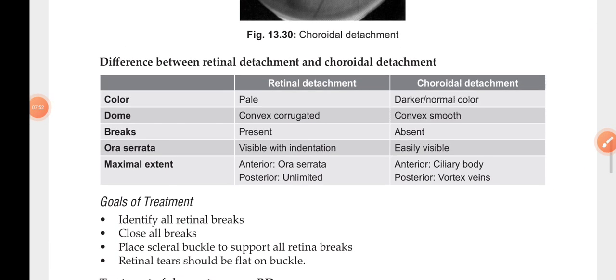What are the differences between retinal detachment and choroidal detachment? Retinal detachment will be pale in color; in choroidal detachment it will be darker or normal color. The dome is convex and corrugated in retinal detachment; in choroidal it is convex and smooth. Breaks are present in retinal detachment; here breaks are absent. Ora serrata is easily visible with indentation in choroidal detachment. Maximal extent in retinal detachment is anterior up to ora serrata and posterior is unlimited. Here it is anterior up to the ciliary body, posterior up to the vortex veins.